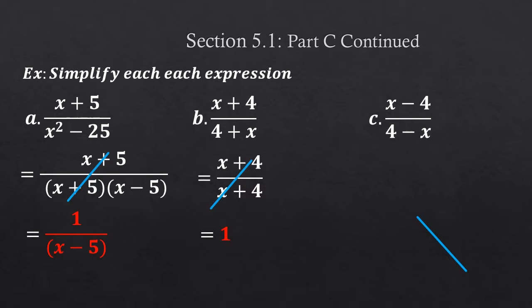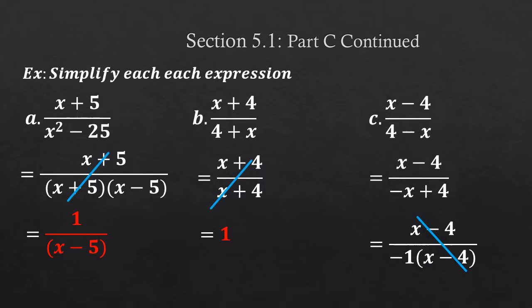Here, x minus 4 divided by 4 minus x. Now be careful, this is not exactly like example B. It does appear that these two are the same, but they're actually not. If you rewrite this, it becomes this. In the denominator, you can factor out a negative 1, which will change the signs. And if you notice, the x minus 4's cancel out, leaving you with the result of negative 1.